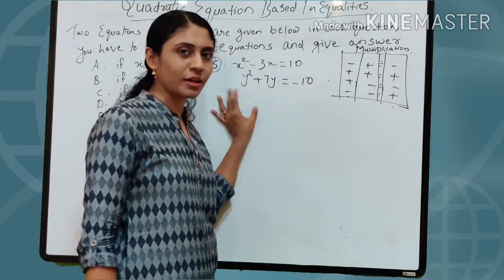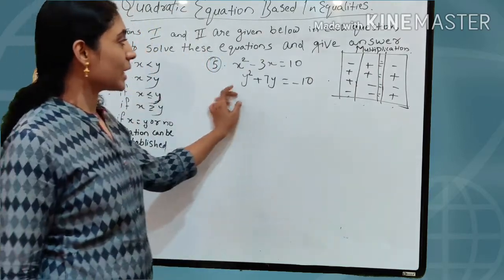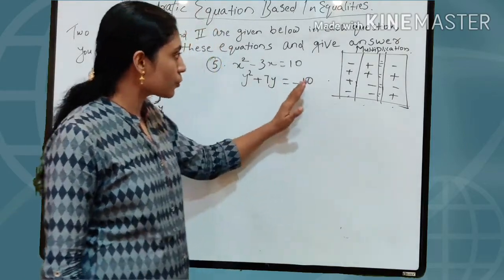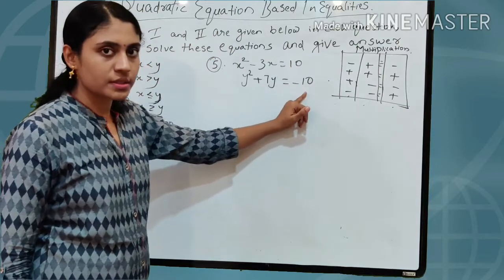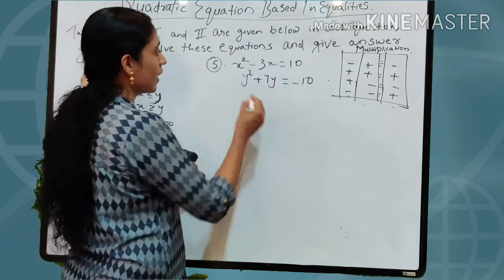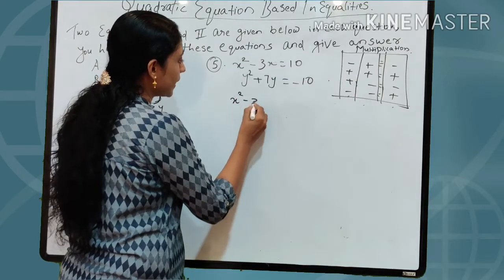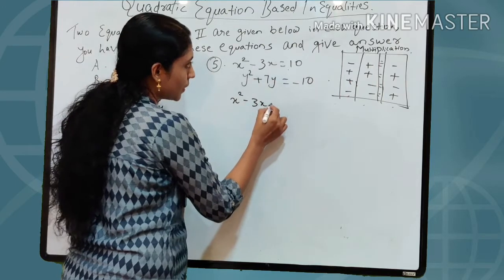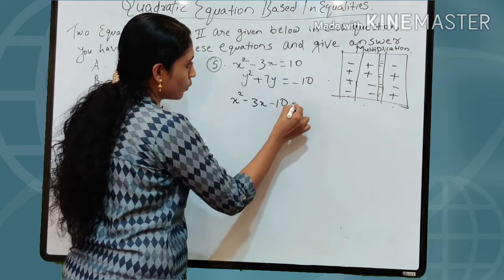Now we can go to the fifth one, right? The equations are x square minus 3x is equal to 10 and y square plus 7y is equal to minus 10. So we have to take these numbers from the RHS to the LHS. How can we arrange the equations? x square minus 3x, on the RHS it is plus 10. So when we take it to the LHS, it becomes negative, minus 10 equal to 0.